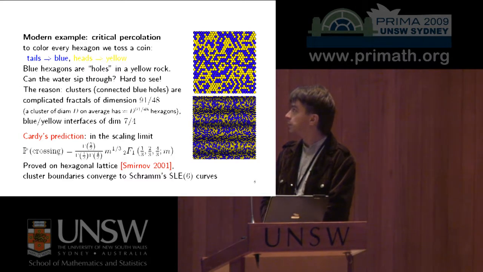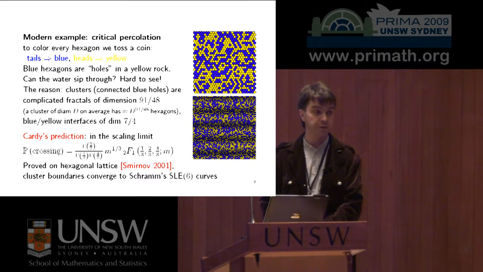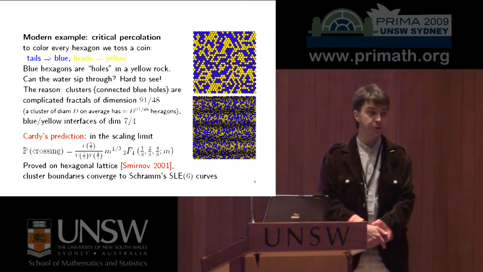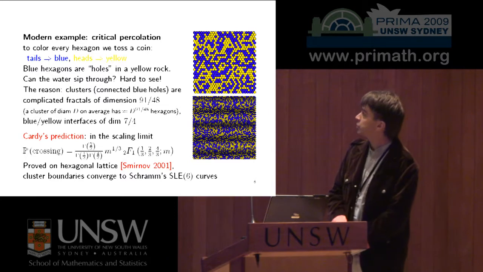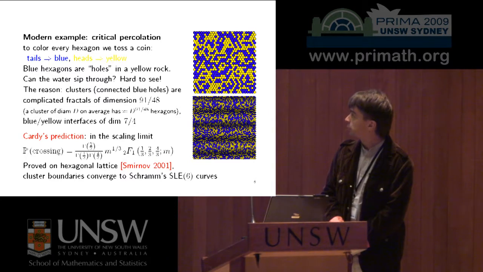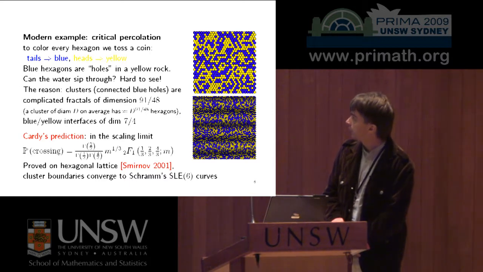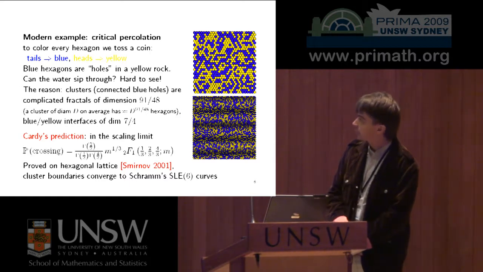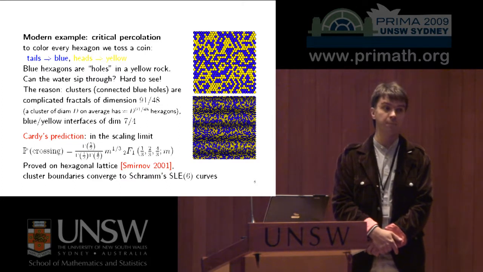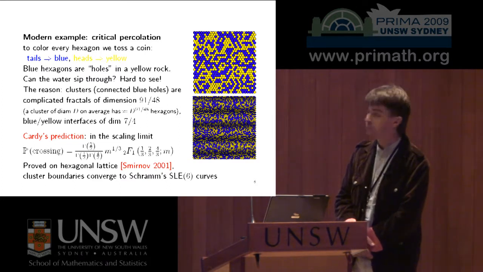And you think of it as a model of some porous medium. So say there is a yellow rock and you ask what is the chance that the water will seep through. So for example, in the picture above, is there a way to go from top to bottom using blue hexagons? I think if you look carefully, you will see that there is a yellow path which goes left to right. So there is a yellow obstruction for the water to seep through.